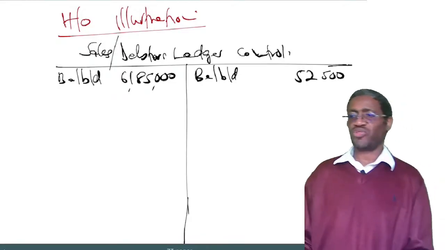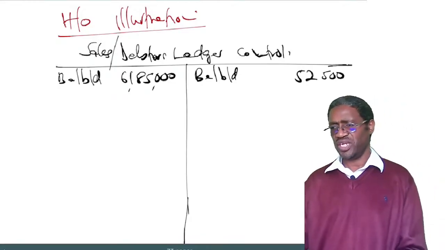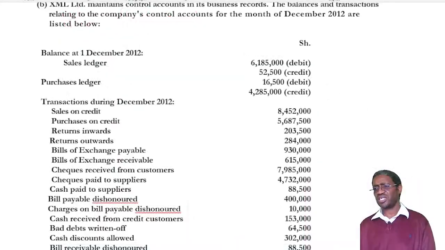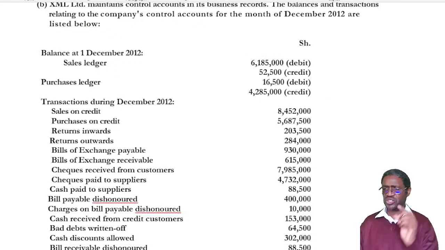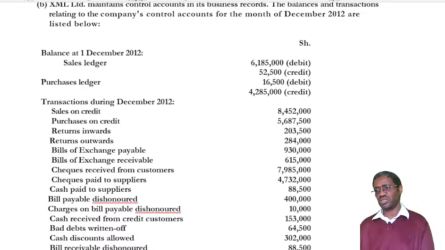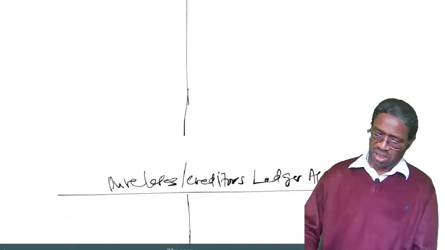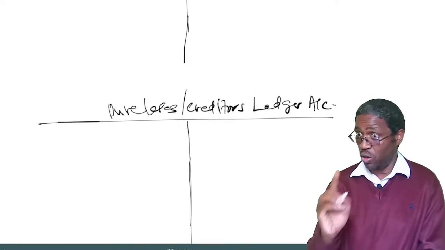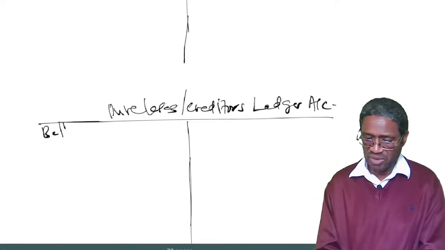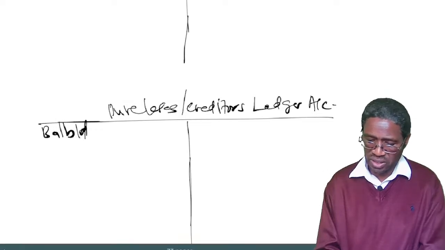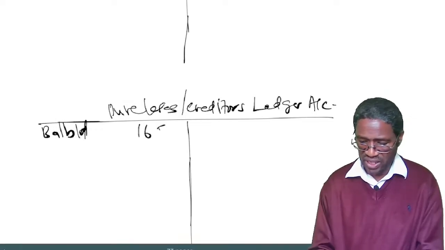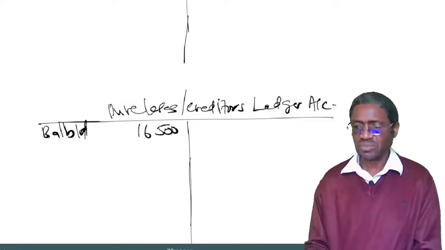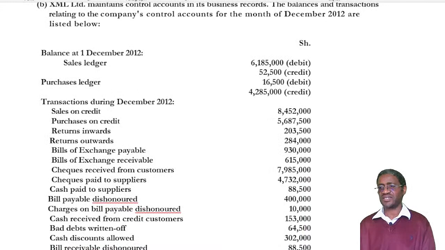Next, I hope you are through with that. We go to the next one. After that, we go to the next one, purchases ledger. You have a debit of 16,500. Good. Enter it. That's not the common one because you must have overpaid them. If it's a debit balance, you just bring it down on the debit side. That is 16,500. Let me confirm. Yes, 16,500. It's a debit.